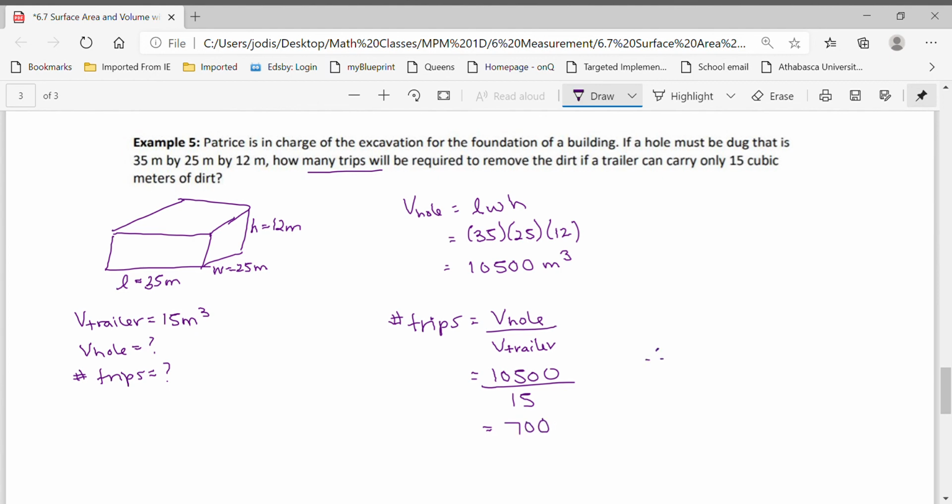So that means you have to take 700 trips. Right, so it will take 700. Oops. Sure, of course. My pen decides to die. 700 trailer trips to clear the hole.